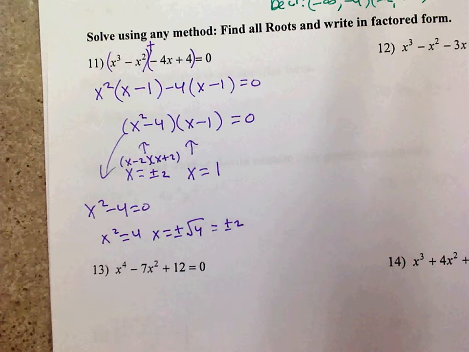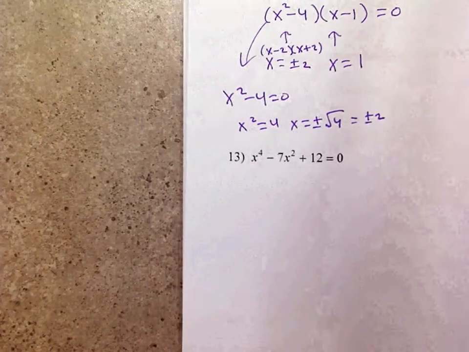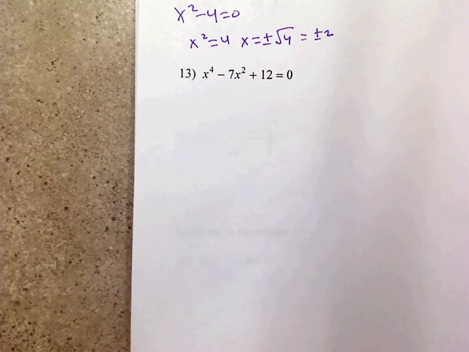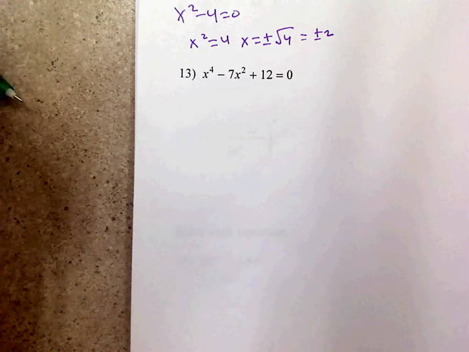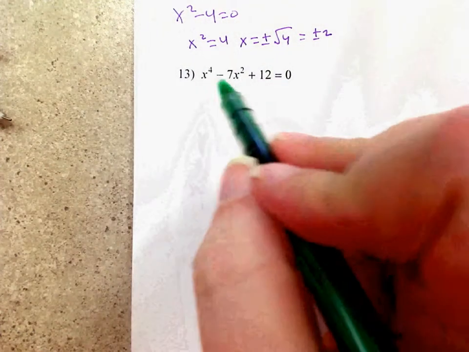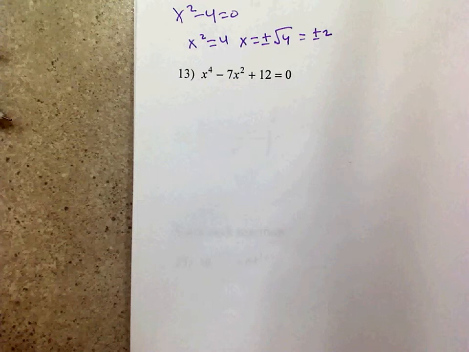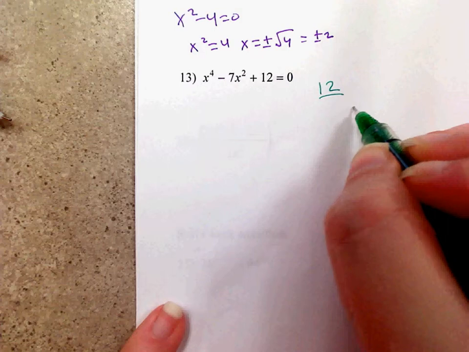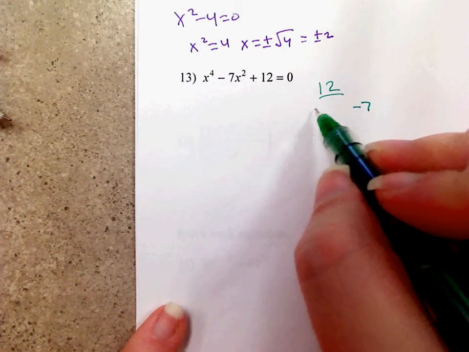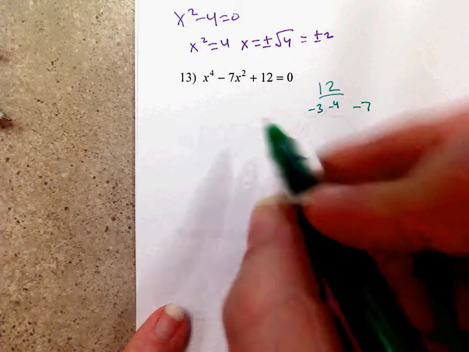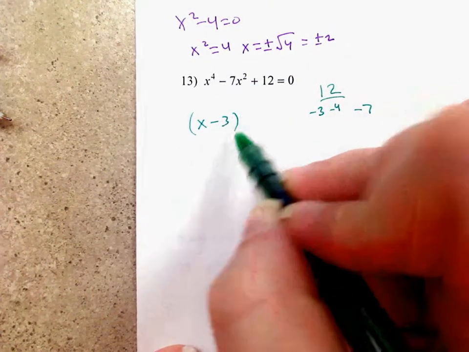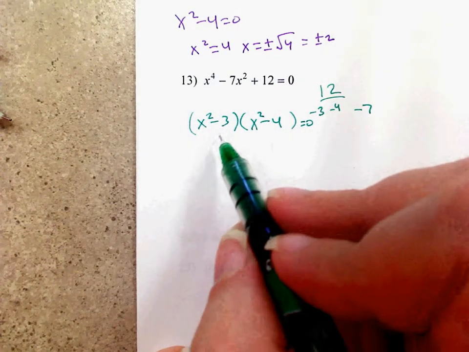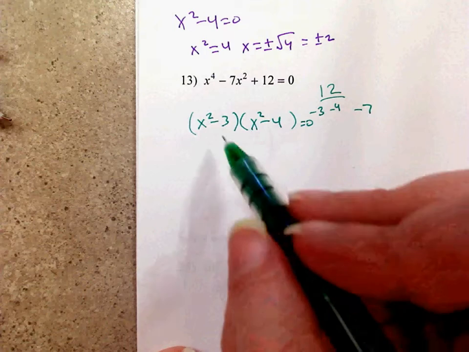Okay, so let's do number 13. Okay, how is this different? That's a power of 4 and that's a power of 2. Can I still factor it like a quadratic? Right. So I'm still looking for factors of 12 that add up to what? Negative 7. What do you think? Okay. So do I write x minus 3 and x minus 4? Good. Okay. So if x squared minus 3 is my factor, what's the solution?